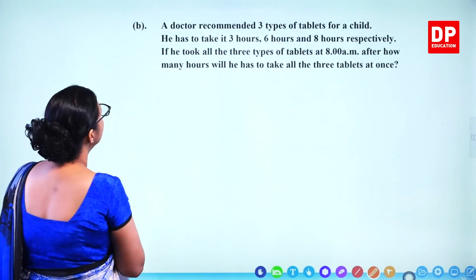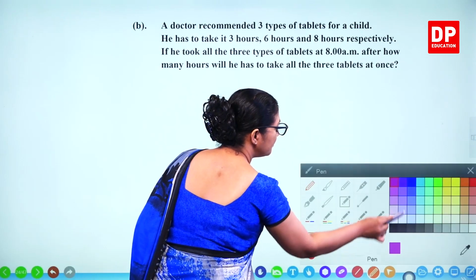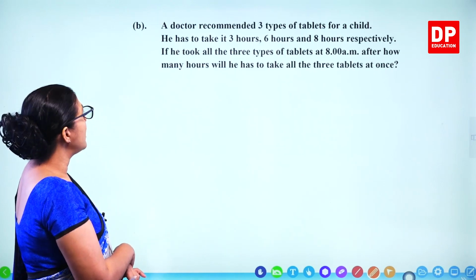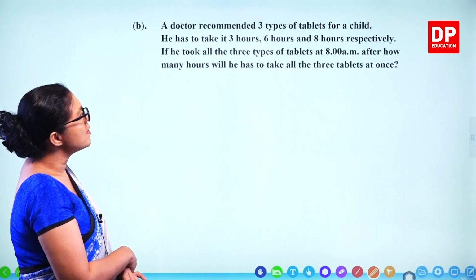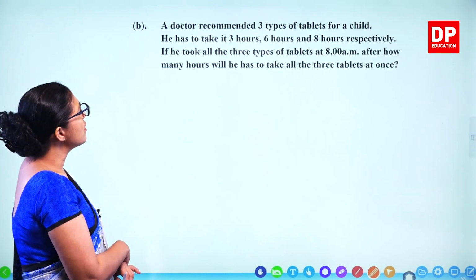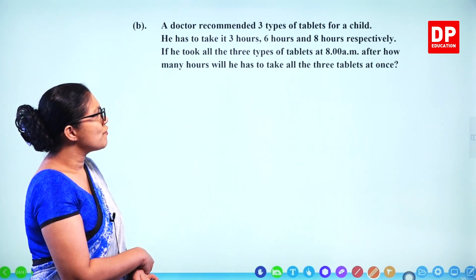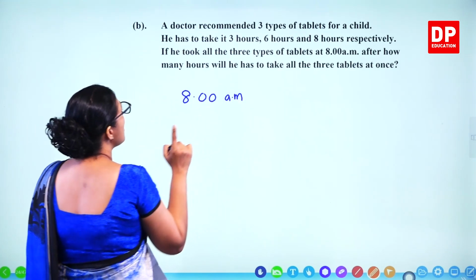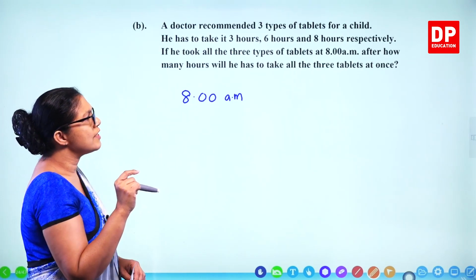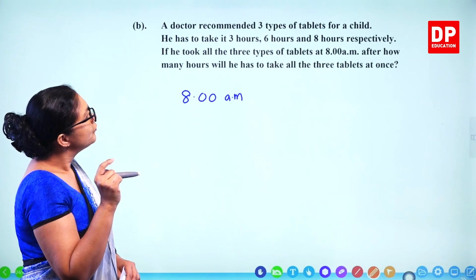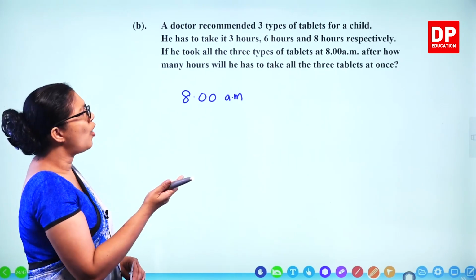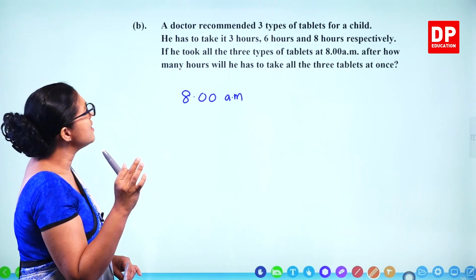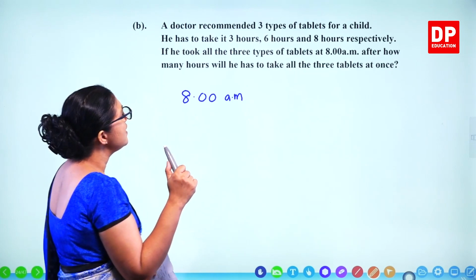Next one, part B. A doctor recommended 3 types of tablets for a child. He has to take them every 3 hours, 6 hours and 8 hours respectively. He took all 3 types of tablets at 8 a.m. After how many hours will he have to take all 3 tablets at once? So how will you do it? You have to find the lowest common multiple. So what is the lowest common multiple of 3, 6, 8?